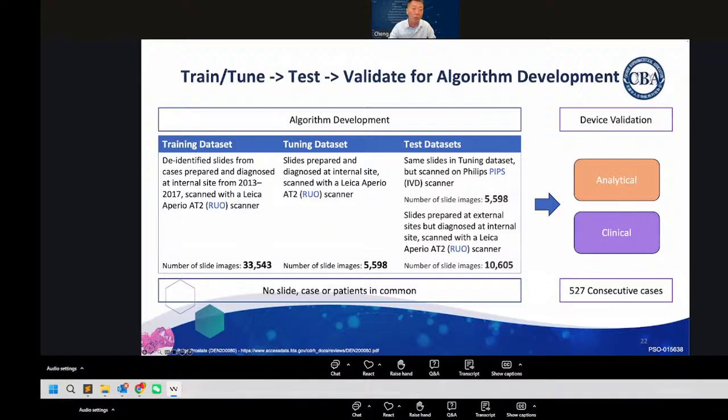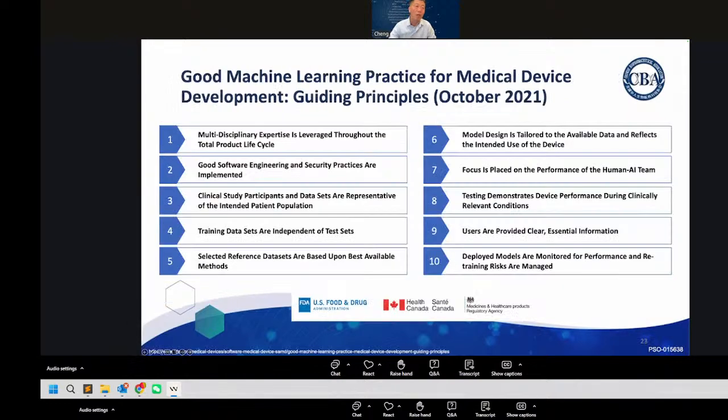So FDA does require clear separation, and independent cohorts are used for different activities. And this is, I think most people, you have seen this. This is the Good Machine Learning Practice for medical device development. That is the guiding principles issued by multiple health authorities back in 2021. So those 10 principles, I consider very important. I think you really need to look into each one of them and try to abide by those principles during your development.